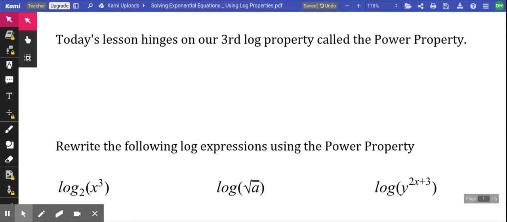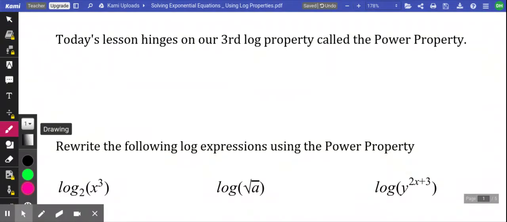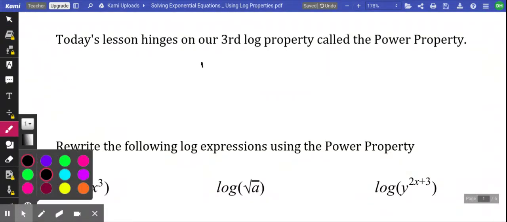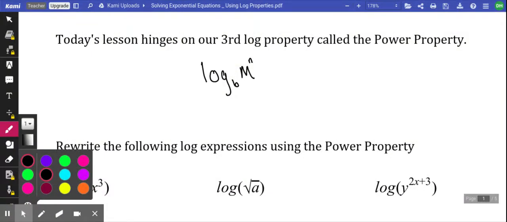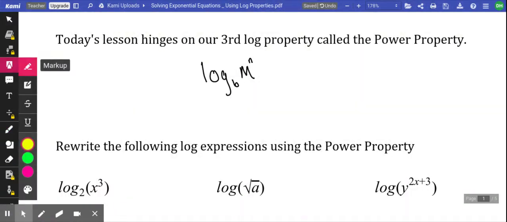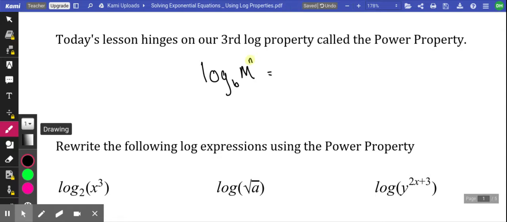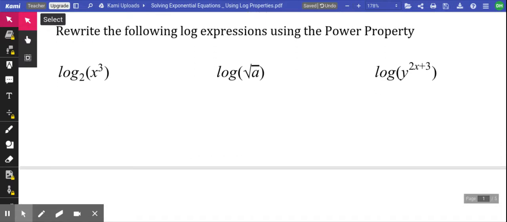So really today's lesson hinges on what we call our third log property, or our power property. And it looks like this. If you have the log base b of, we'll say, m raised to the nth power, the question becomes, what are you allowed to do with that exponent? And what we like to say is that exponent transforms into the coefficient. So it would be n times log base b of m. So we're going to take advantage of that power property today as we go through these examples.